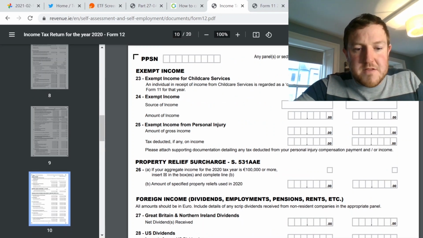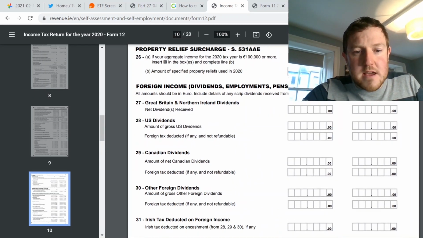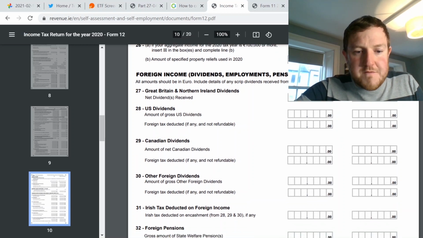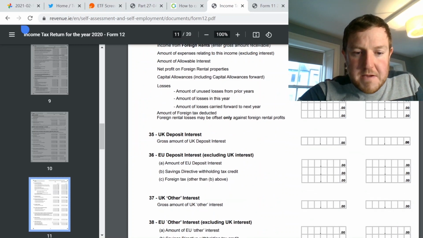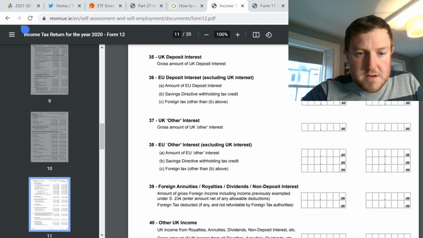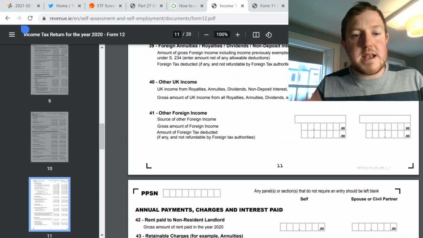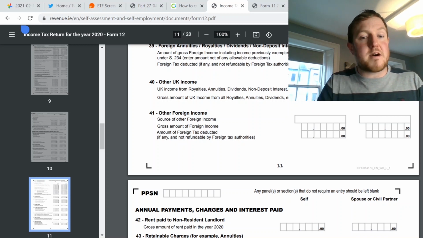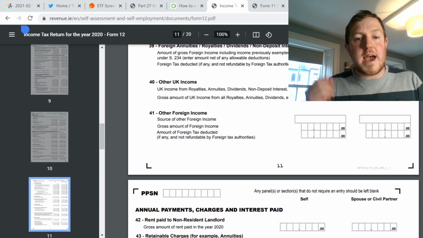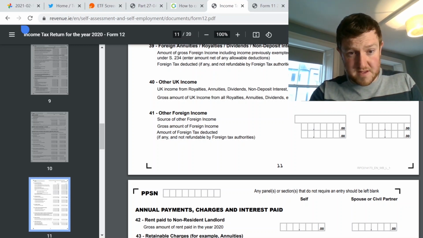They advised me to put it into the foreign income section here. But as you can see, there is a section here for dividends, for foreign pensions, income from foreign employments. There's foreign rental income here, UK deposits, EU deposits, foreign annuities, and then it says other foreign income here. So this is the only relevant bucket that I can find where you can possibly put in your ETF gains. So this is where I would suggest you put it in.